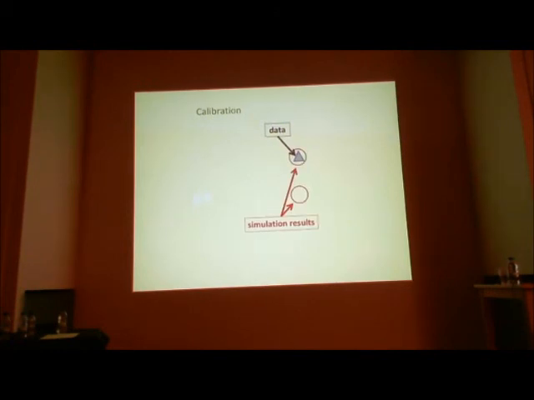So what does that mean? Well, it might mean that we have a bad model. Or it might mean we have a good model, but it's a bad calibration. Or it might mean we have a good model and a good calibration, but it doesn't look like it.